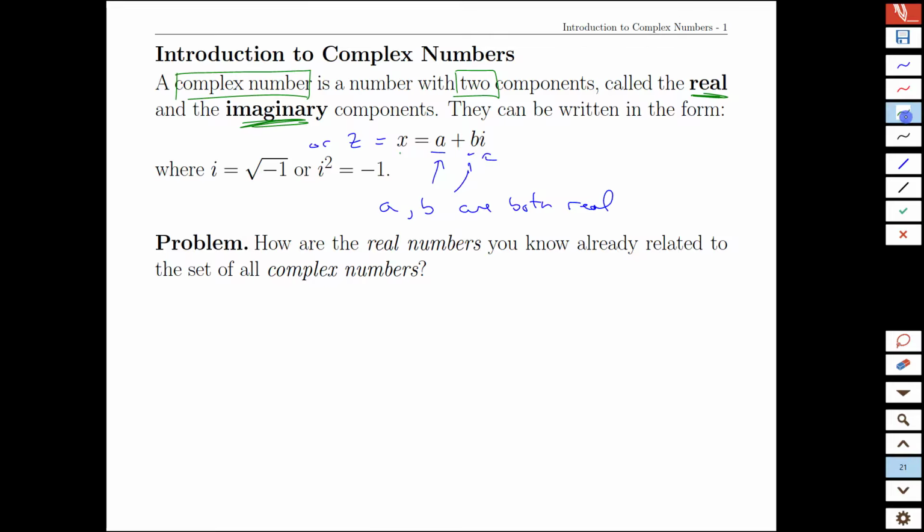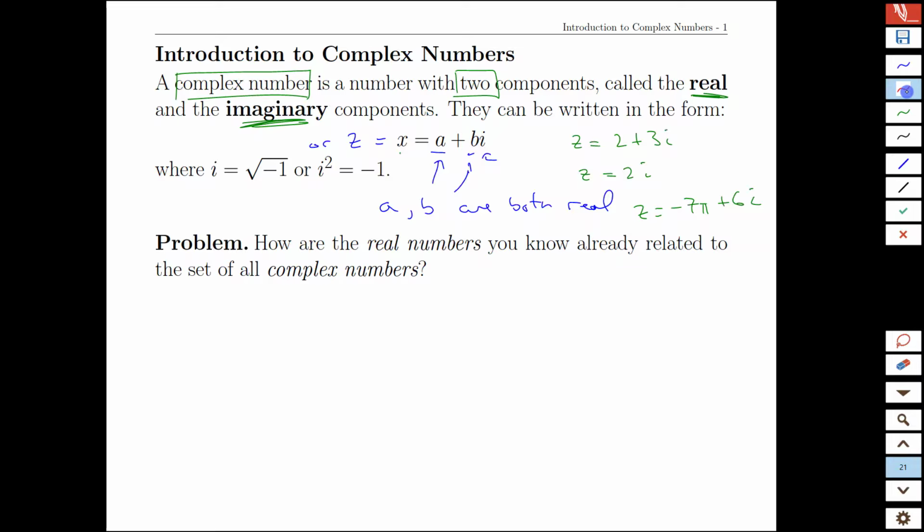What does that look like? That can be z equals 2 plus 3i, or that can be z equals 2i, or z equals minus 7 pi plus 6i. Any combination of a real part, so 2, 0, negative 7 pi, plus a real number times the imaginary i, that's going to give us a complex number when we add them together.